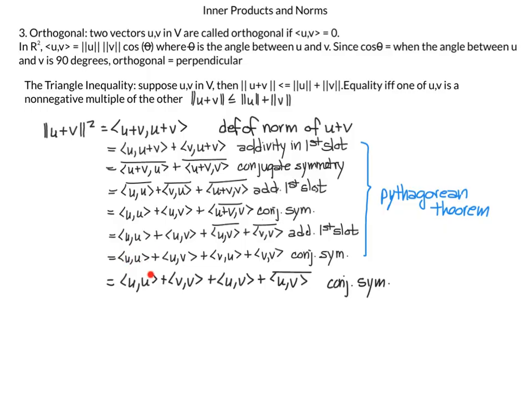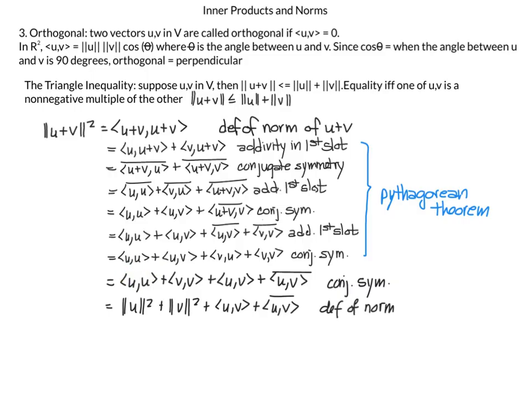So I'm going to group my inner product of u with u, my inner product of v with v. I have my inner product of u with v plus my inner product of v with u, but I'm going to use conjugate symmetry to reverse the order and put the complex conjugate of inner product of u and v. At this point in our Pythagorean theorem, u and v were orthogonal, so these two inner products went to 0. We don't have that here in our triangle inequality.